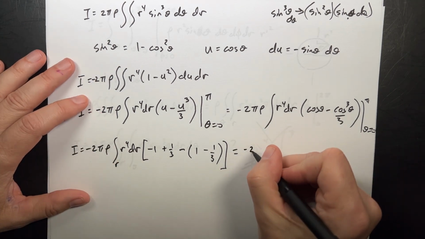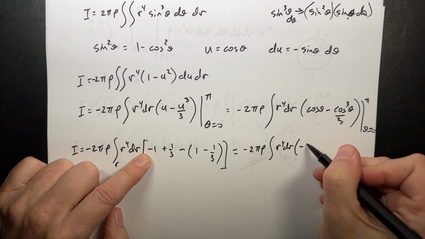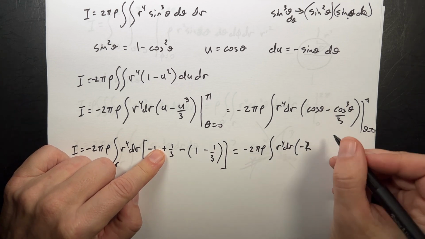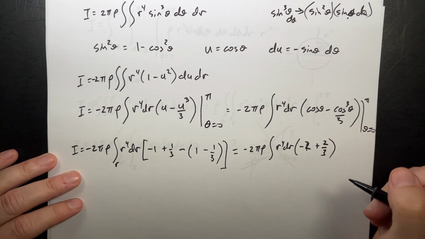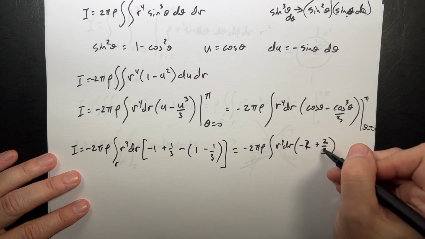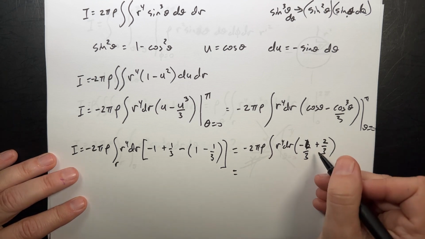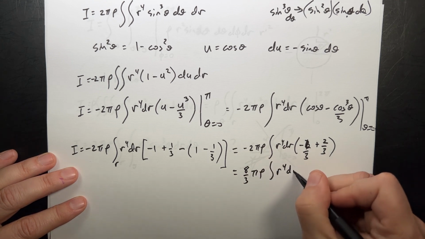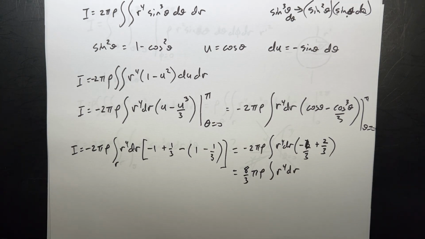Okay, but now I can do this. Negative 2 pi rho r to the 4th dr. I have negative 1 minus 1, so it's going to be negative 2. I almost put 1. Okay, and then I can get 1/3 plus 1/3, right? Because that's a minus, so it's going to be plus 2/3. I feel like this is the moment of truth, or I'm going to make a mistake. Okay, so if I get a common denominator, this is negative 6/3, so it's going to be negative 4/3. So I pull that out front, and I get 8/3 pi rho r to the 4th dr. I'm checking because that's what I got before. Okay. Yes. Whew. We're almost done.